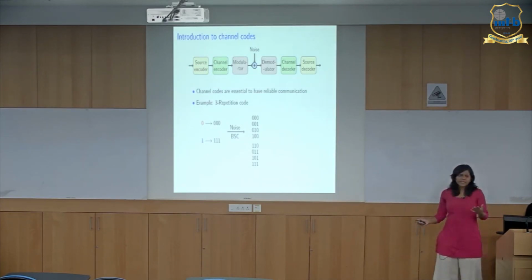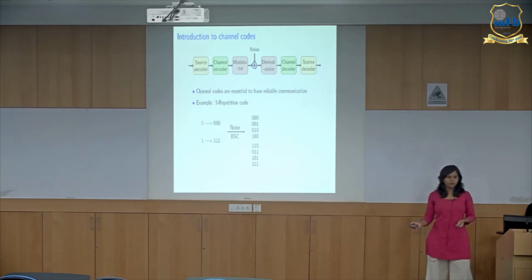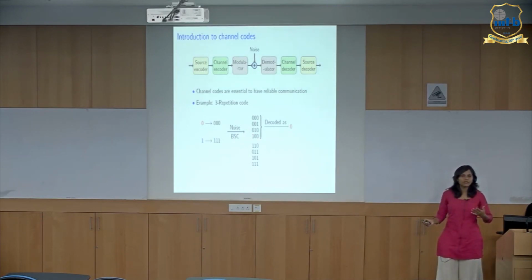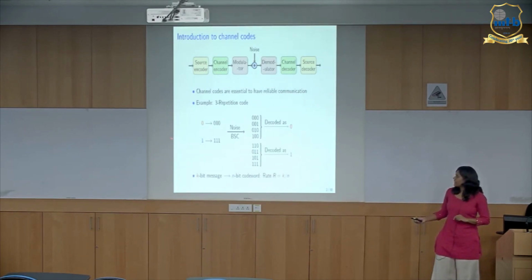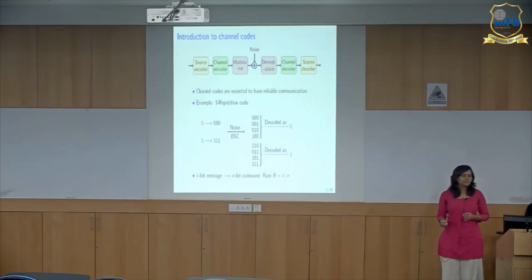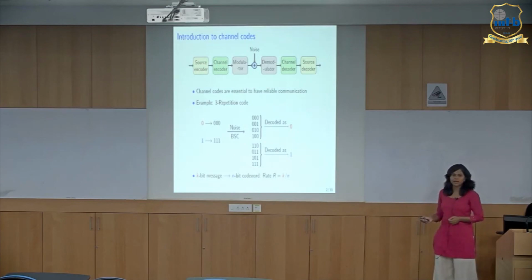Now, as one can think, the optimal decoding rule is the majority decoding rule. So, for example, here for these 4 vectors, 0 is in majority. So, if we receive any of these 4 messages, then we will decode it as 0 having been transmitted, and similarly for the 1. Now, in general, we can have a k bit message. Here we have k is equal to 1, and the code word can be n bits. Here we have n is equal to 3, and the rate of this code is defined as k by n.